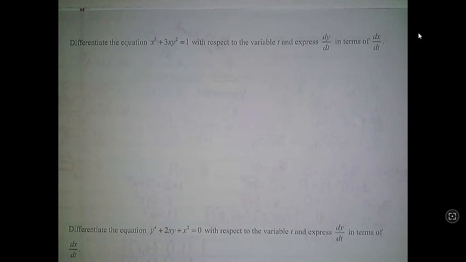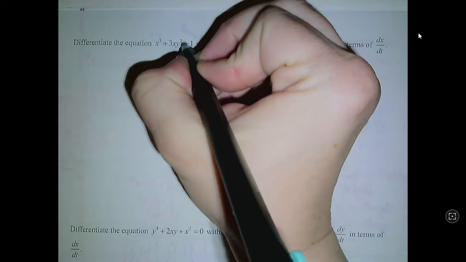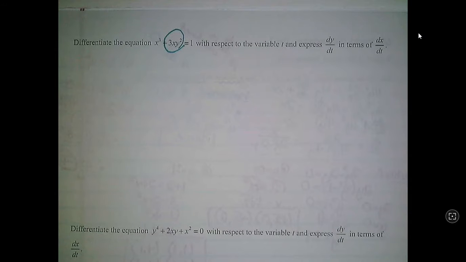Okay, so this is the second part of the notes for implicit differentiation, day 3. I'm working the first problem on the back on page 6. This one is asking us to differentiate the equation x cubed plus 3xy squared equals 1. Hopefully right away you notice that we are looking at the product of x and y squared, so we're going to have to use the product rule.